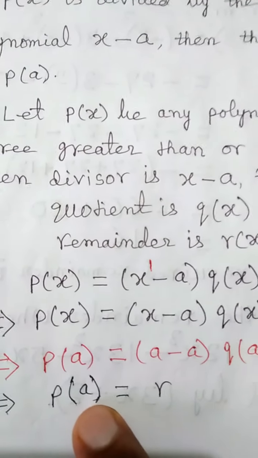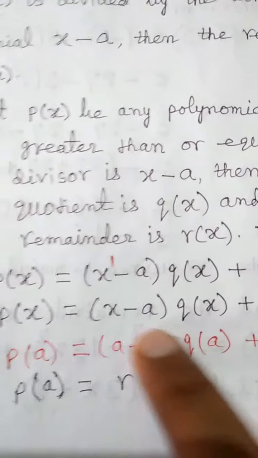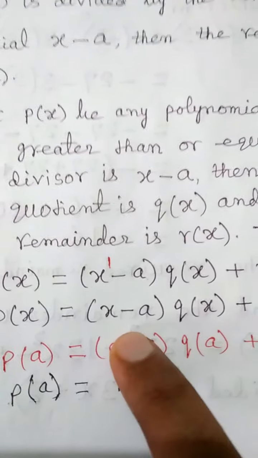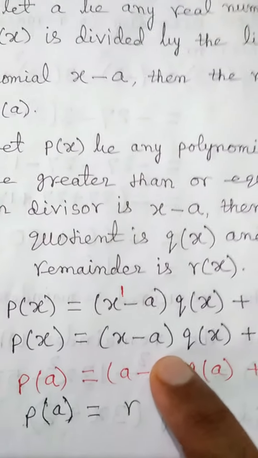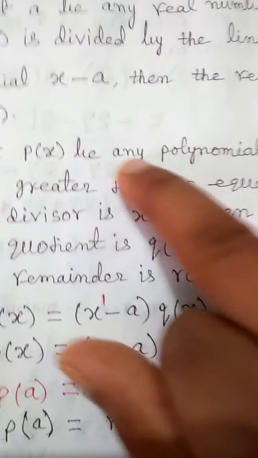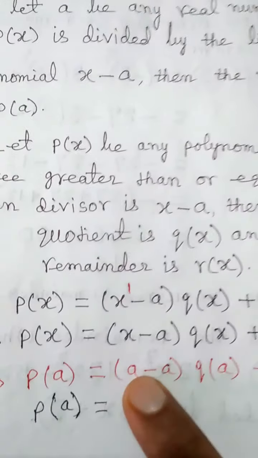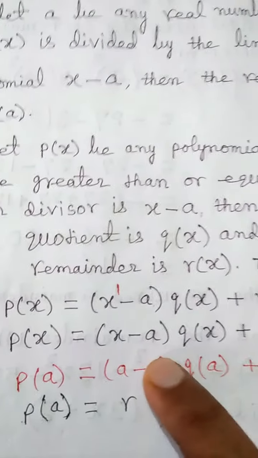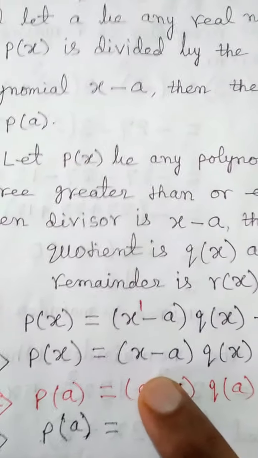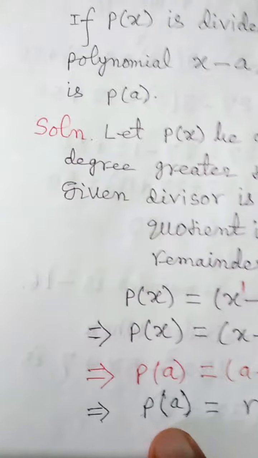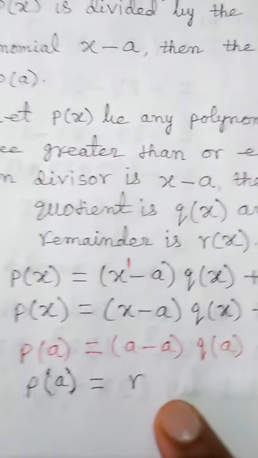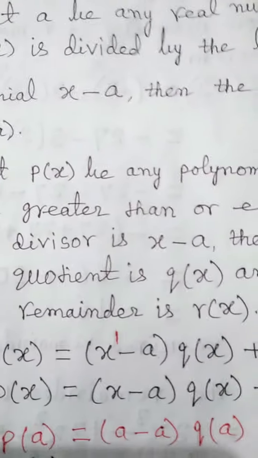Here a is the zero of this divisor x minus a, because this is the polynomial by which we are going to divide this P(x). So we need to find the zero of the polynomial by which the given polynomial is going to be divided. Hence, P(a) is equal to r. This is the remainder theorem. Now, try to understand this by taking an example.